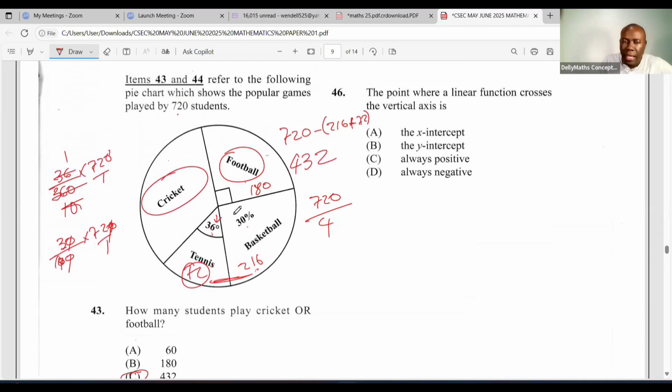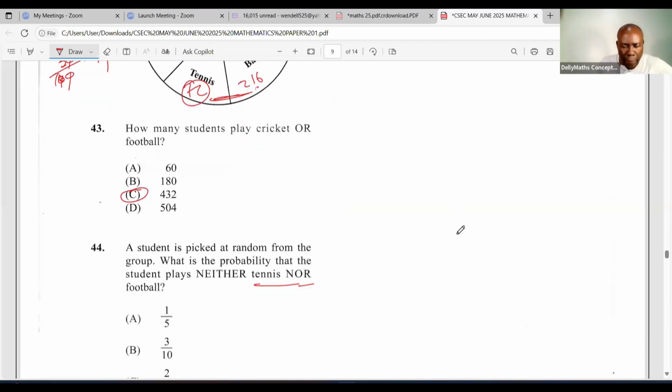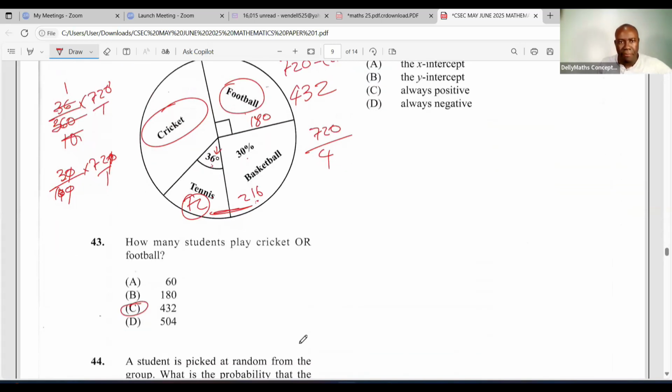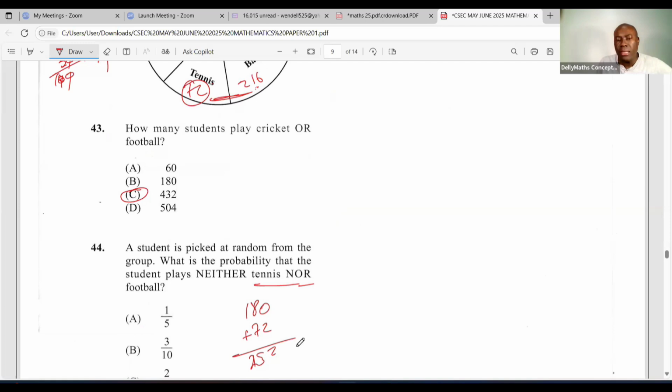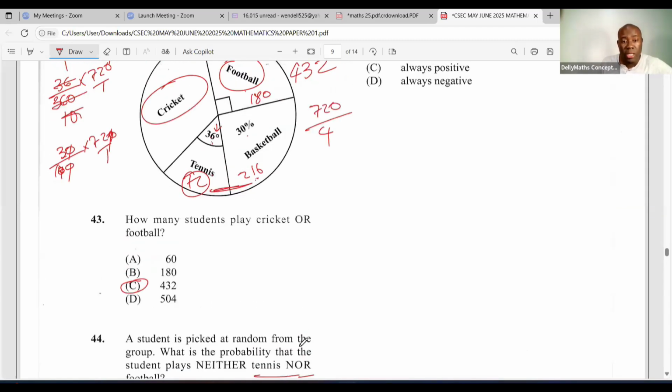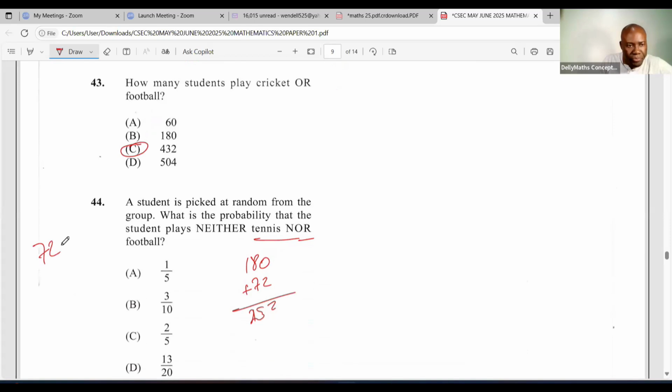If they don't play this, that means they're playing the others. They don't play tennis nor football, so they would have played the other things. So let us add this here. We're checking for those that are not in this 252, because remember, this is tennis and football. So it's going to be 720 minus this to know the number we're dealing with. It's about 468, so it's going to be 468 over 720.